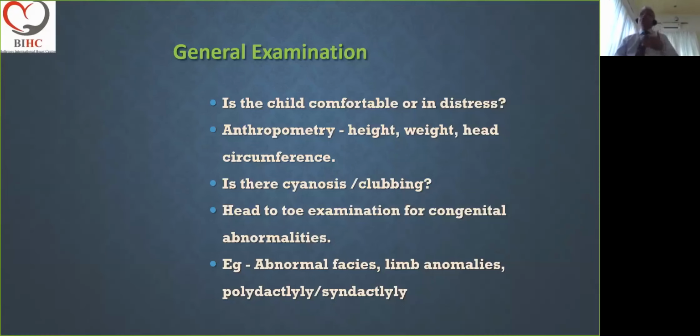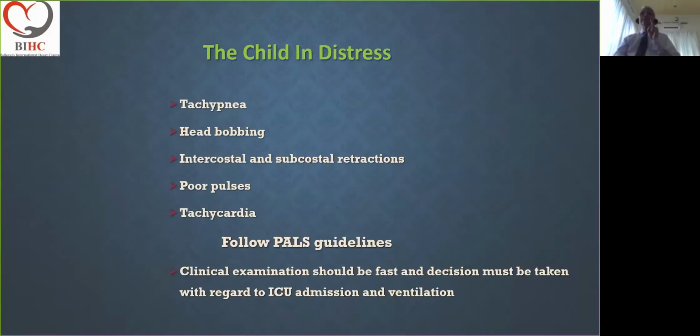As a pediatrician, you would definitely do a head-to-toe examination for congenital abnormalities. You'd note an abnormal facies, any limb anomaly like polydactyly, syndactyly, etc. These things would have a relationship with the diagnosis that is going to emerge at the end of the examination. Identifying the child in distress is important.